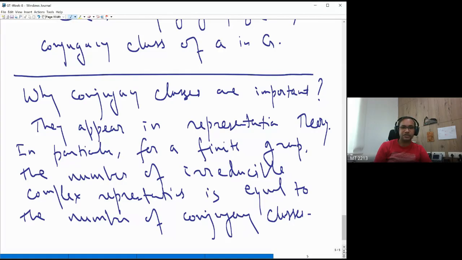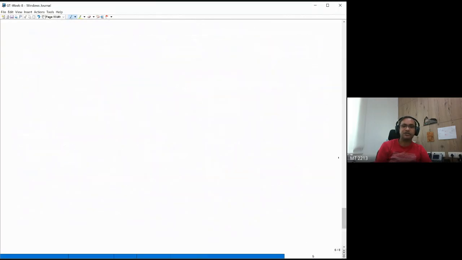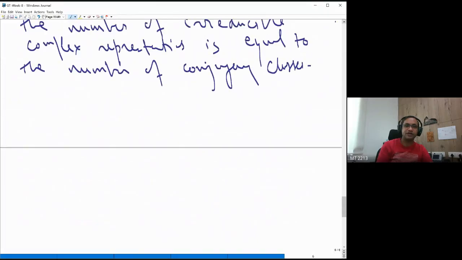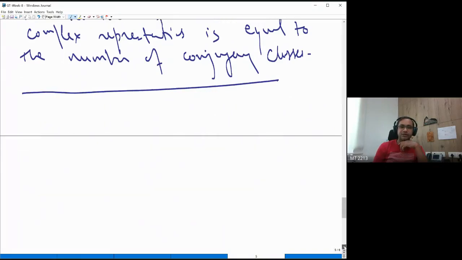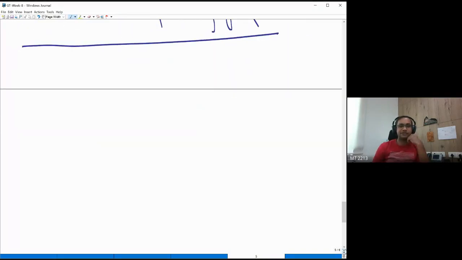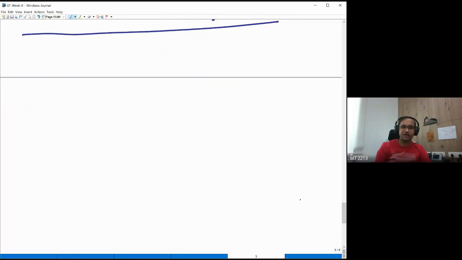So you will see why this is important: if you know the conjugacy classes and how many there are, that will tell you how many irreducible representations there are for that group G. So this is a very fundamental and important definition in some sense. This definition is also something similar you have seen in linear algebra, so I'd like to point this out and relate it to what you know already.